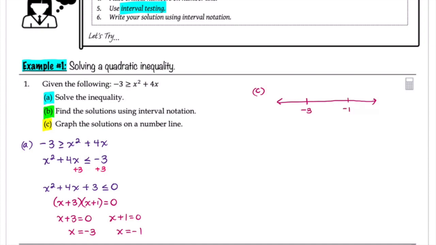What we want to do is we want to pick a number that is below -3. So I'm going to pick a point on the left side. So what number is less than -3? I will say x is equal to -5. Any number will work. What we are going to do is we are going to input that value into our original inequality and see if it comes out true.